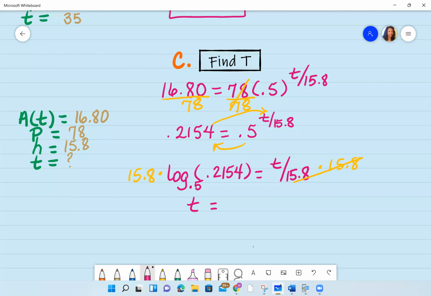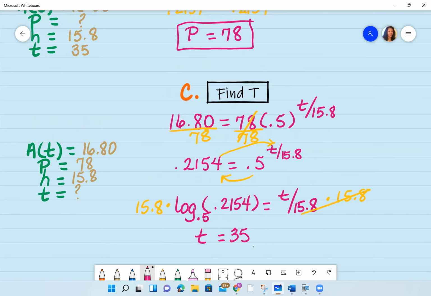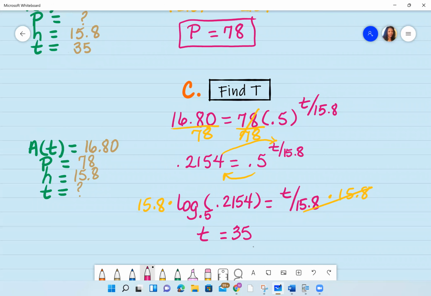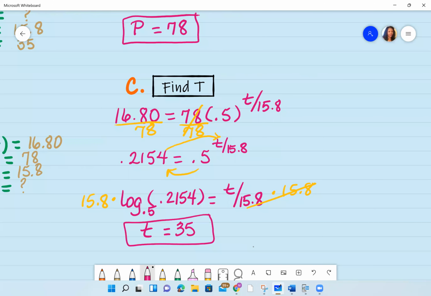That's how much time it will take. We already knew that. Again, if I look up here, I already wrote it there. So it's going to be 35. What I was about to say earlier is if you wanted to use the calculator where it is y equals, so y is equal to 16.80 in your table. After the equal sign, this is what you would put in your calculator.